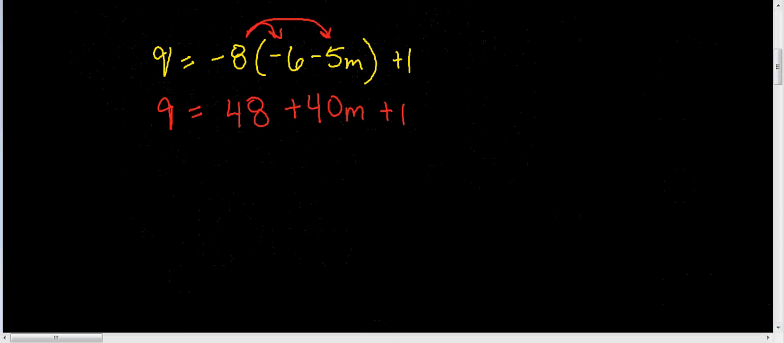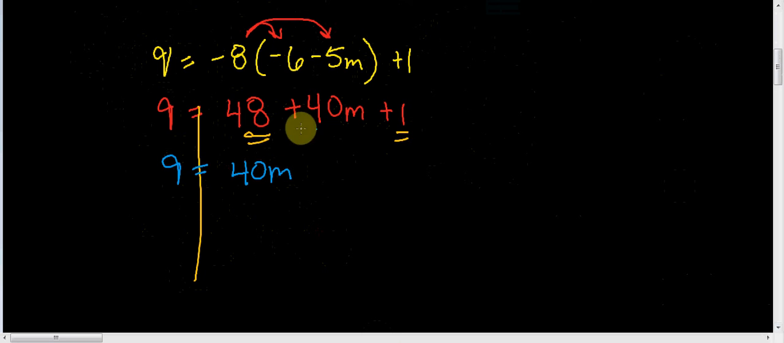Alright, now I want to hunt for like terms. So I split my equation in half. I see that I have a 48 and a 1, so I can combine those together. And that leaves me with 9 being equal to 40m's. 48 and 1 more would give you 49.